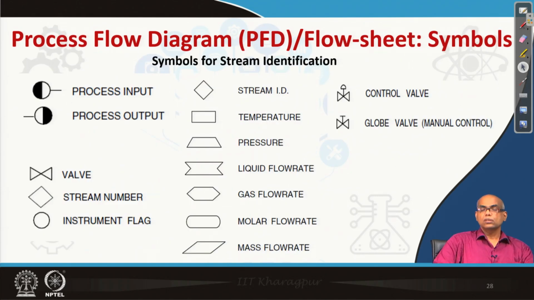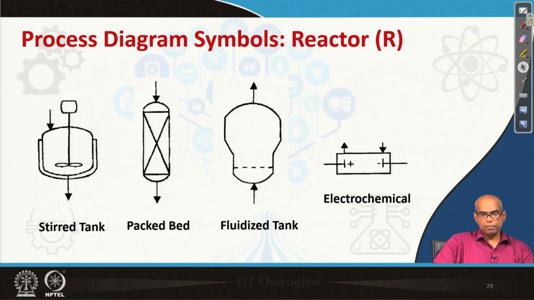Now, we will show symbols that we use to draw process flow diagrams. So, what you see is symbols for process input, process output, valve, stream number, diamond symbol, instrumentation, flag, blank circle. Then there are various symbols. You have to go through this symbol and try to remember this symbol, so that you can identify the symbols when you see a process flow diagram.